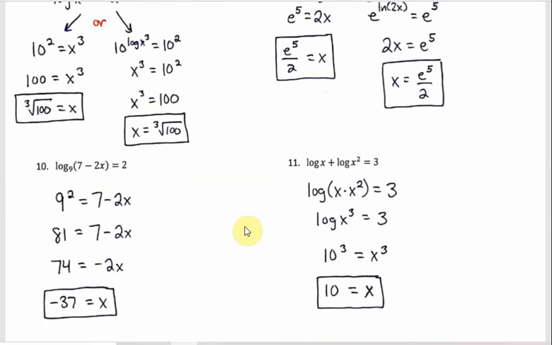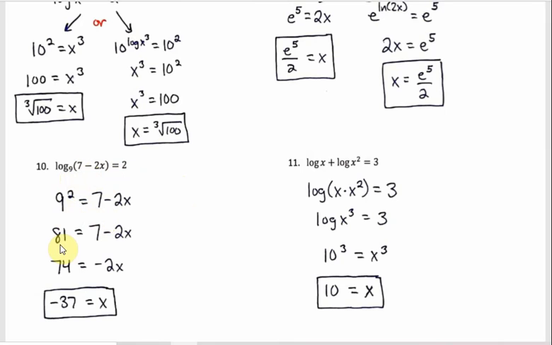Then number 10 and number 11, the other two that are on this page, these I just did with option 1 because I think that's the one that for most people feels, I guess, more straightforward. But here we've got a base 9. So then if you're going to convert this into exponential form, you'd say 9 raised to the power of 2 equals the thing that's in the parentheses, 7 minus 2x. So that's what I've got right here.